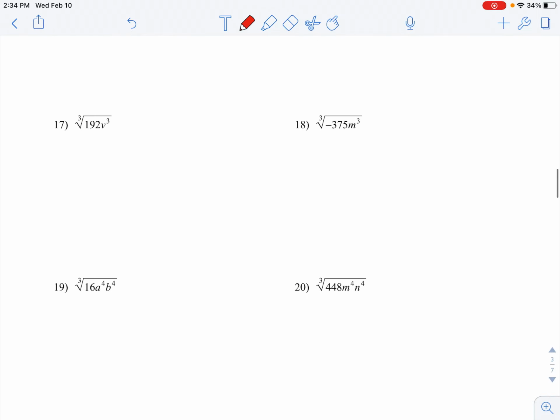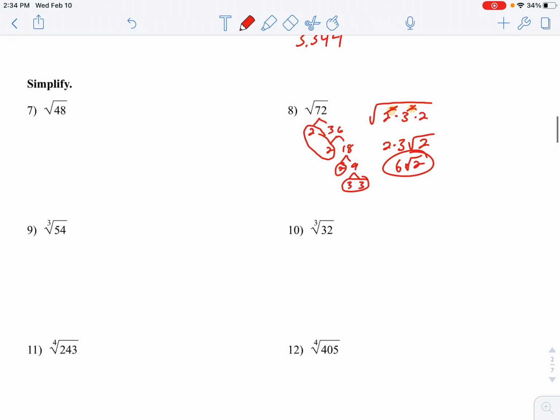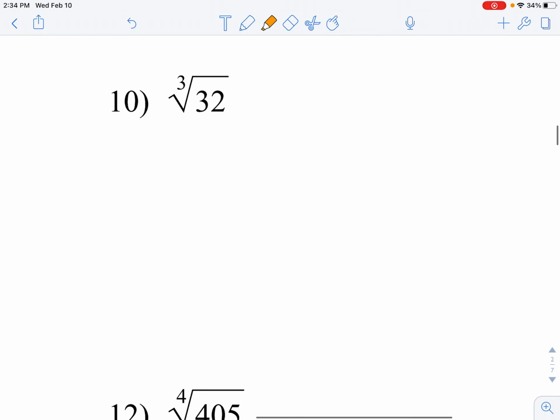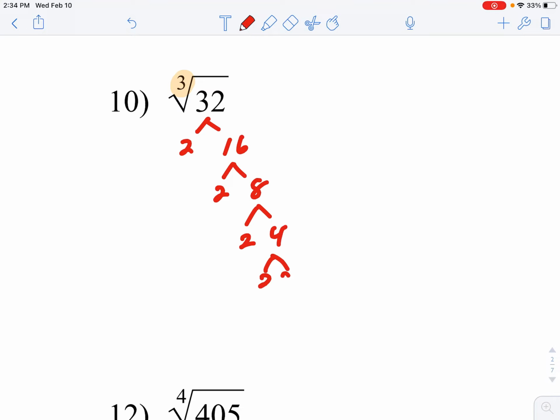Now, no, where am I? There we go. Number 10. It's going to be a little more complicated, or it's not more complicated to be honest, it's just different, but it's a cube root or a third root. We're still going to make that factor tree. 2 times 16, 2 times 8, 2 times 4, 2 times 2.